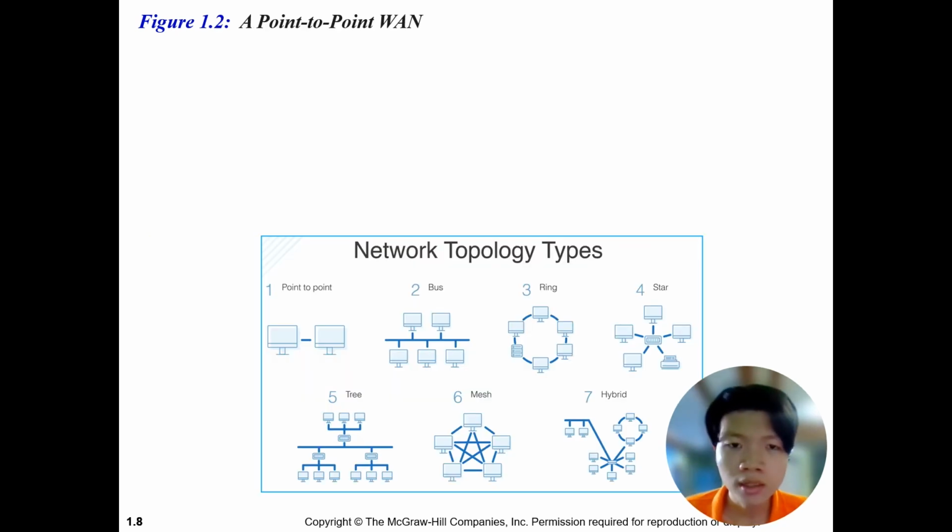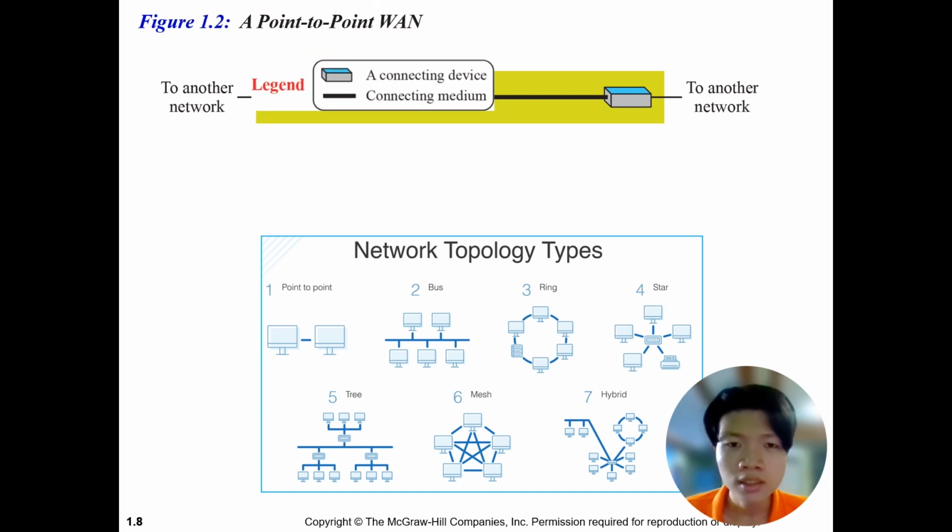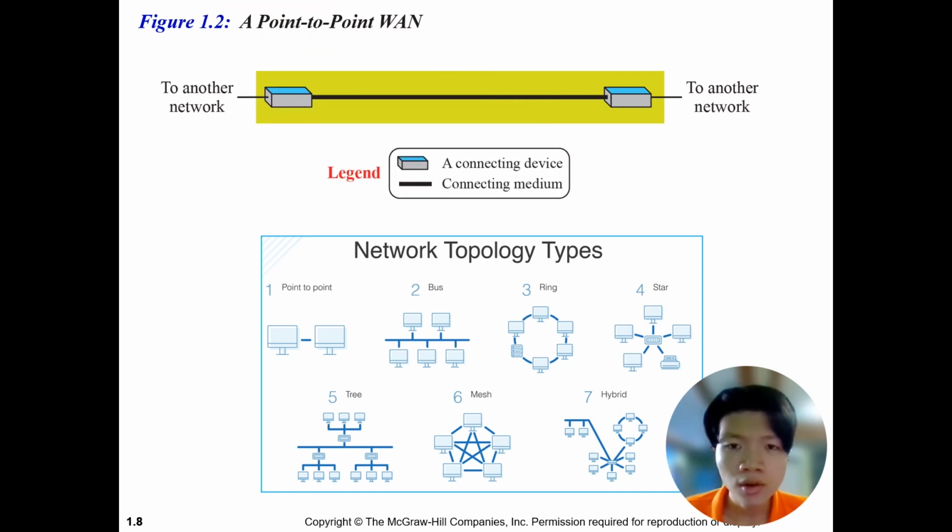A point-to-point WAN works by connecting devices with a connecting medium, and below you will see network topology types.